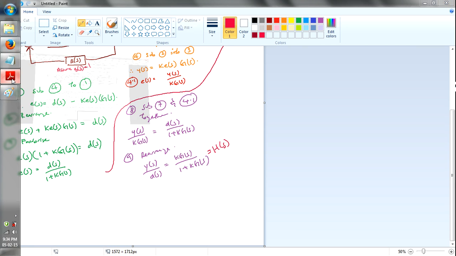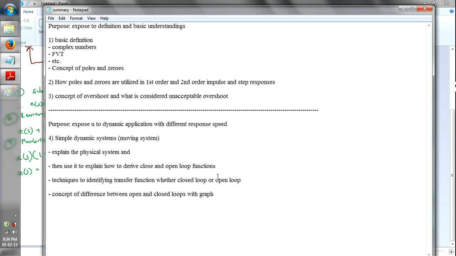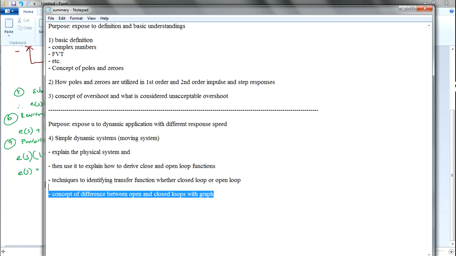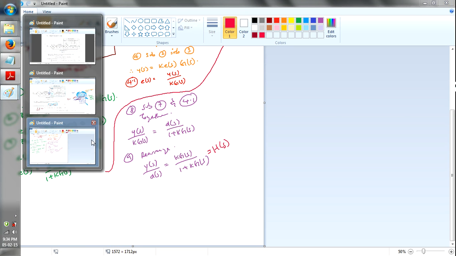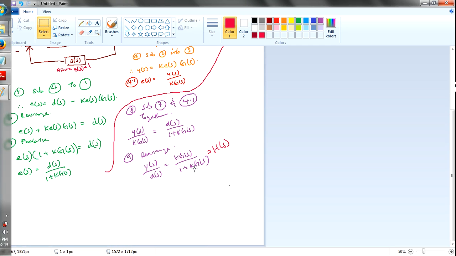And then maybe hold on a while. So I'll just stop here. Next video I'll talk about techniques for using this equation. This is our transfer function to identify certain equations, closed loop or open loop. Okay, so I shall see you in the next video.